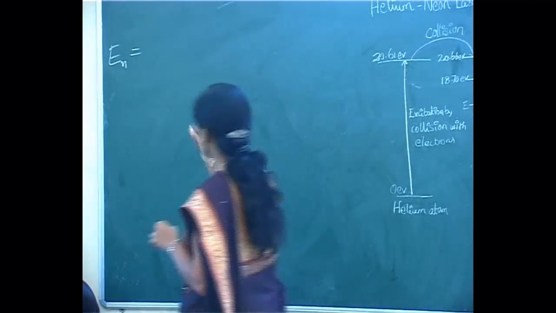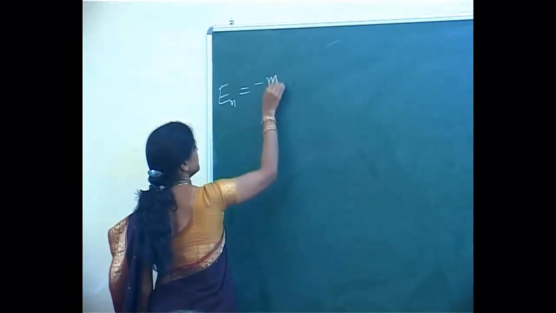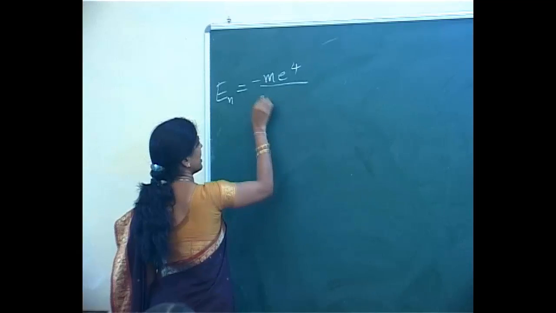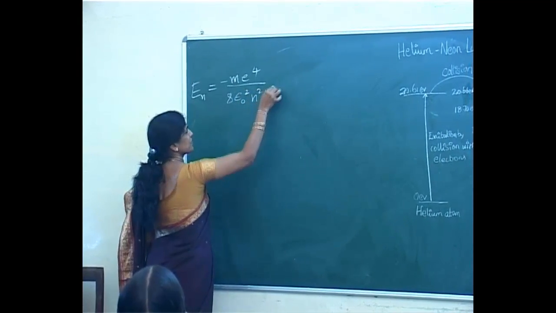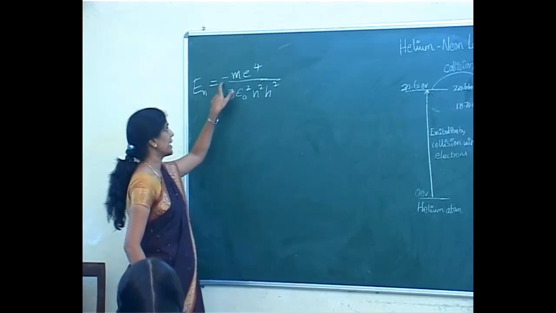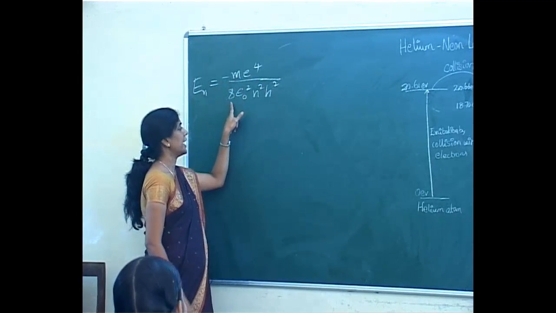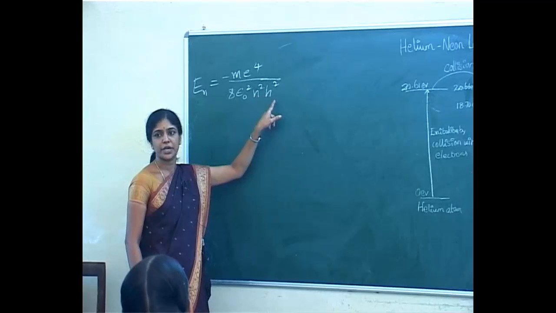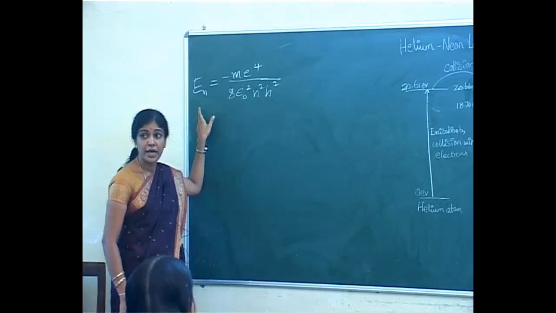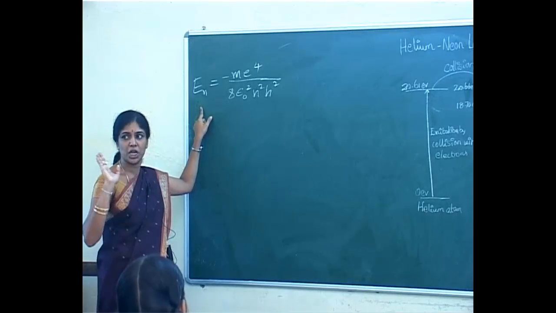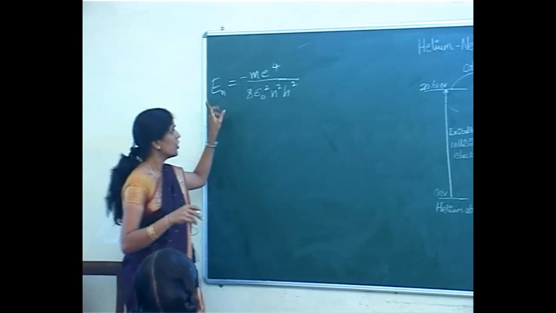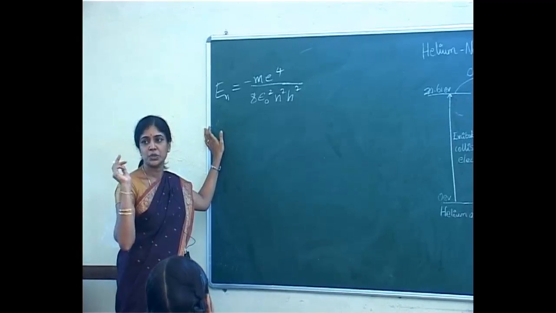What is the final formula we got? Minus me power 4 by 8 epsilon naught. So En equals minus me power 4 by 8 epsilon naught square n square h square. This is the energy of the electron when it is in its nth orbit. This was last class. Now for the hydrogen atom, what happens to the atomic number?